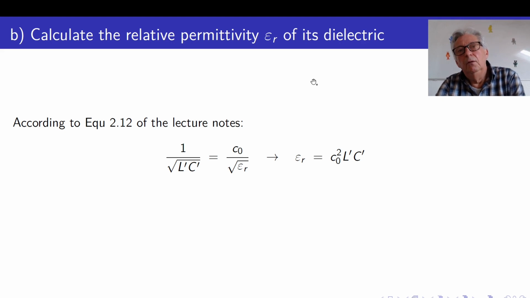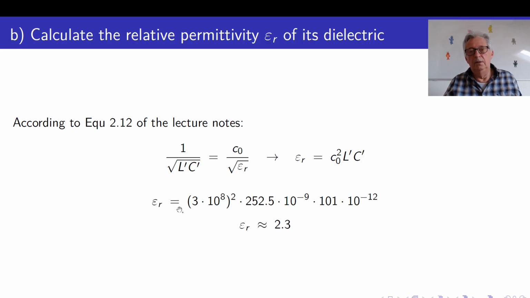So in the next step we want to calculate the relative permittivity epsilon r of its dielectric. I showed in the lecture that according to Maxwell's theory you cannot choose L and C arbitrarily of each other, but they must show a certain relation. So this can be used to calculate now the dielectric of the cable. If we insert here the numbers, we end up in a dielectric of roundabout 2.3. This is the permittivity of the cable.